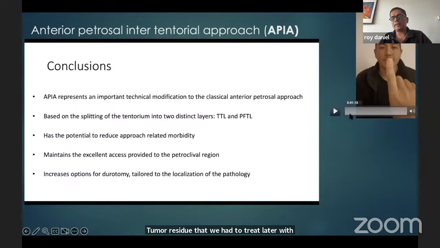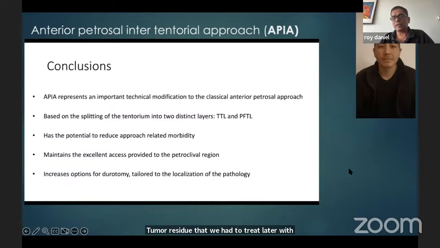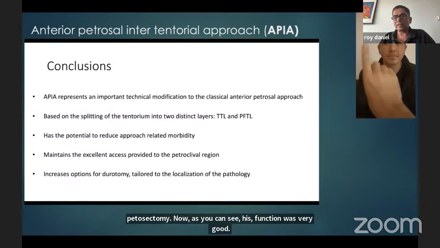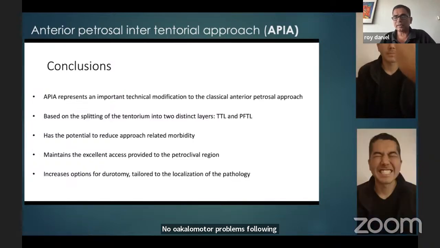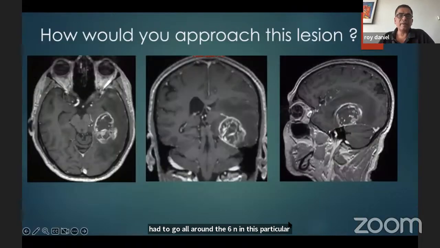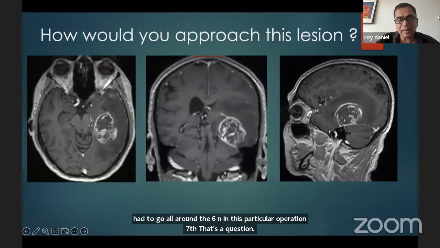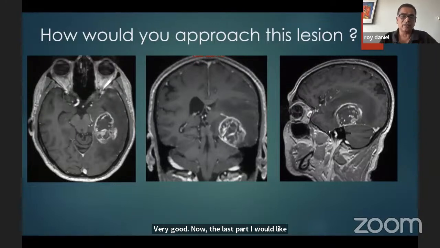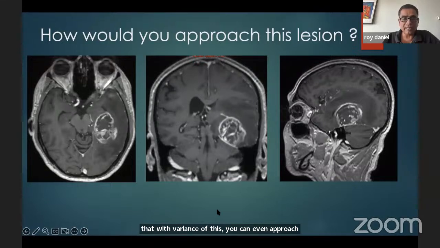Now, as you can see, his function was very good. No oculomotor problems following surgery, even though we had to go all around the sixth nerve in this particular operation. Seventh nerve function, very good. Now, the last part I would like to show is that with variants of this, you can even approach temporal lobe lesions without seeing anything else.